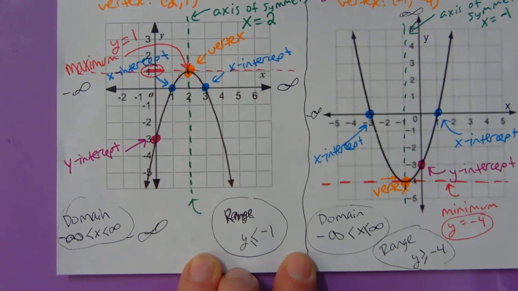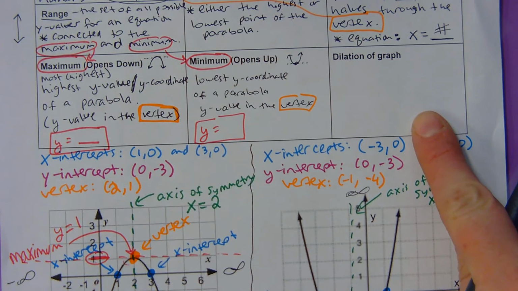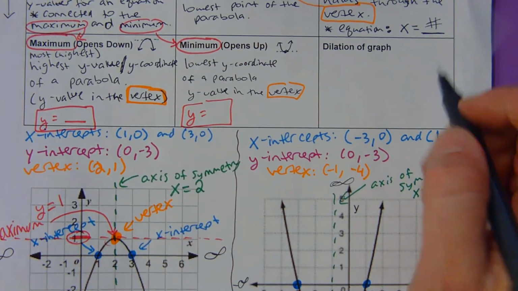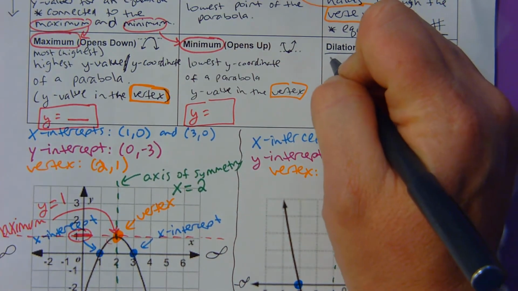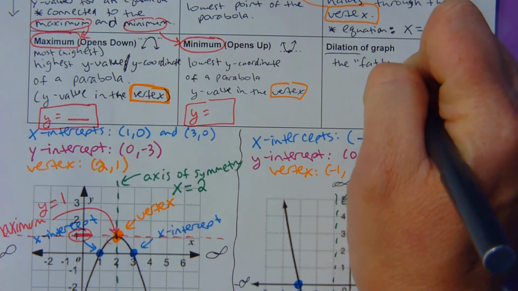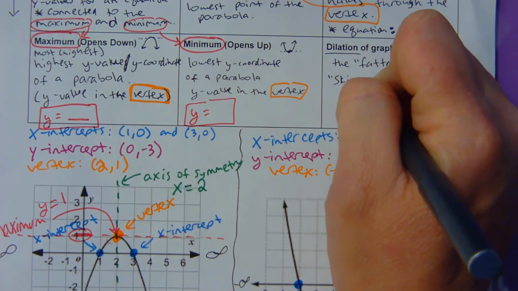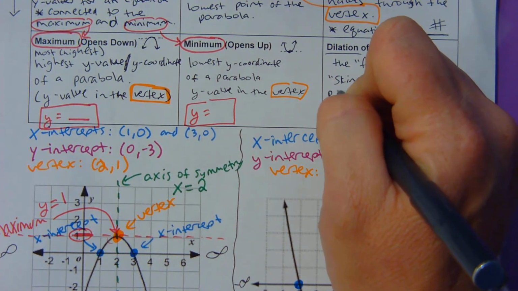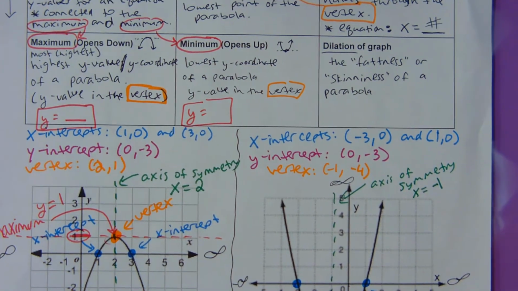And so the last thing we have to do is the dilation. And the dilation, if you think about your eyes, like your eyes dilate, they get bigger or they get smaller depending on how much light is being shown into your eyes. So dilation is just talking about, and I like these words, the fatness or the skinniness of a parabola. Or in other words, it's like how much it is open.